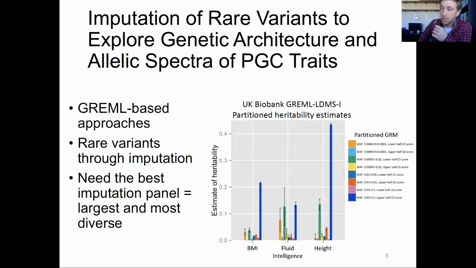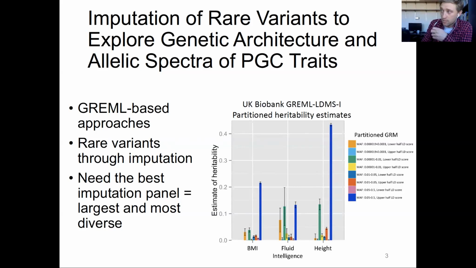And just as an example of the things that we'd like to be doing with the PGC data is to partition the heritability and get a sense of the contribution of variants throughout the allele frequency spectrum, rare versus common, et cetera. However, to do that, it really helps to have the largest and most diverse imputation panel so that we can get the most information on the variants on the rarer end of the spectrum. So that's primarily our interest right now.